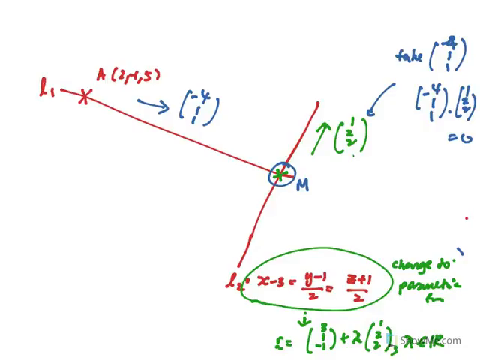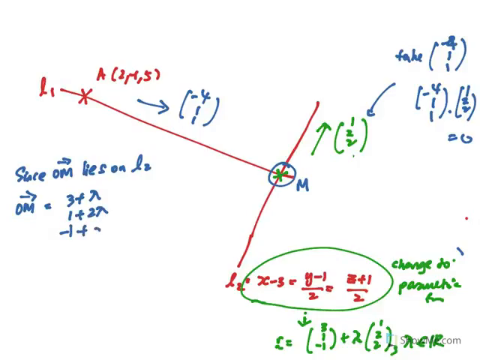Since OM lies on line 2, we can say that OM is equal to 3 plus lambda, 1 plus 2 lambda, negative 1 plus 2 lambda, for some lambda. This is a fixed lambda. After that, what do I do? Anyone got any idea? Ricardo? I find OM already now.